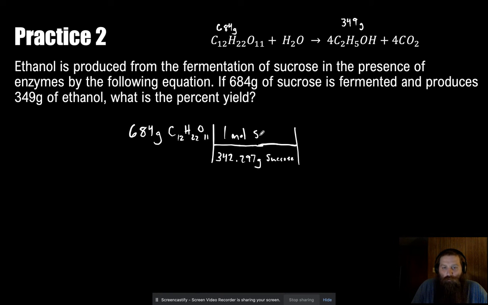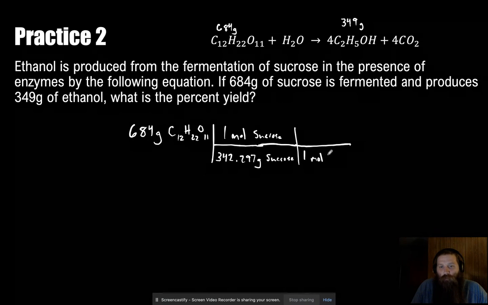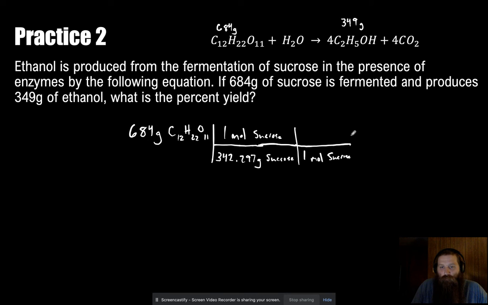1 mole sucrose. I might should have given myself a little more room. According to our equation up here, it takes 1 mole of sucrose to produce 4 moles of our C2H5OH. By the way, anything that ends with OH in organic chemistry is an alcohol, just fun fact. And 1 mole of our ethanol is 46.069 grams of ethanol.